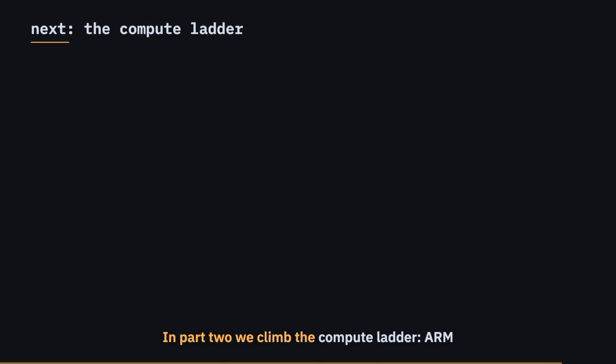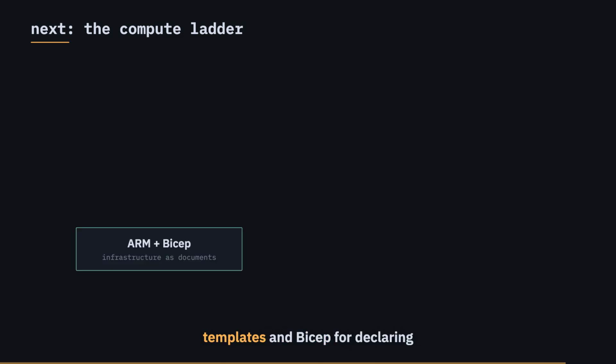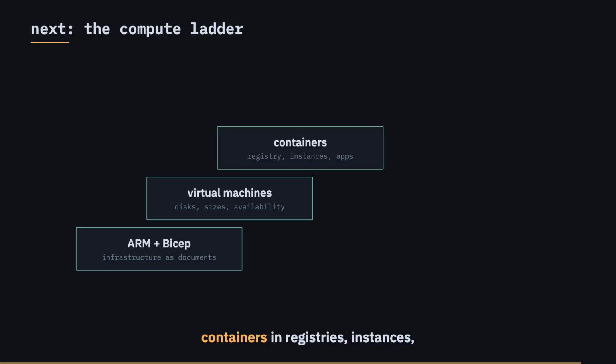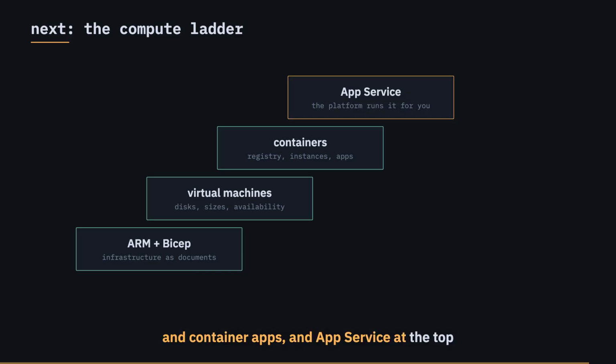In part 2 we climb the compute ladder. ARM templates and Bicep for declaring infrastructure as documents, virtual machines with their disks, sizes, and availability story, containers and registries, instances and container apps, and App Service at the top where Azure runs the platform for you. The hierarchy, the RBAC triangle, and the storage accounts from this hour keep reappearing there, holding the disks, the images, and the app files. See you in part 2.